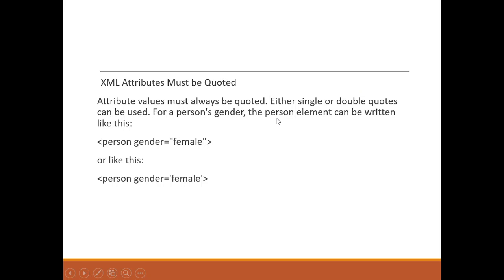For a person's gender, the person element can be written like this. For example, you can have person as your own tag, and then you add an attribute. This is your attribute here: gender. The gender of this person is female. Or like this: person, gender, female. You can use either a double quote or a single quote.